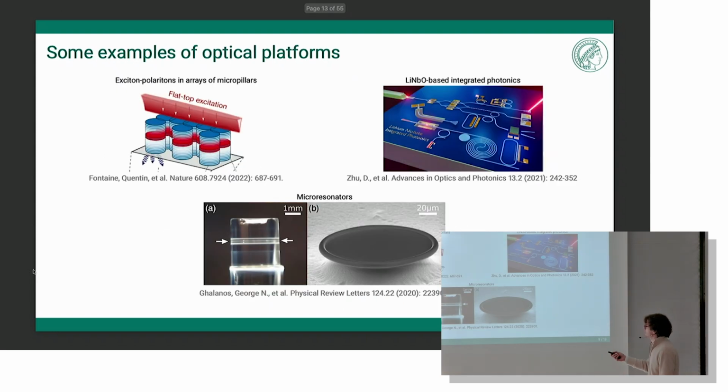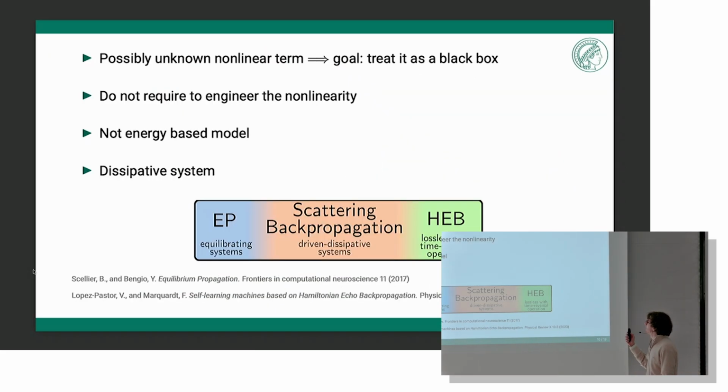Okay, this kind of model is kind of flexible. It's a Hamiltonian system with dissipation and inputs. So it's a port-Hamiltonian system, and it can be used to model microresonators, exciton polaritons, and other things. And furthermore, it was interesting because it's not an energy-based model, and it's dissipative, so we cannot use EP and HEB. And in principle, we really want to assume as little as we can to stay close to experiments, so not to need to engineer or know the nonlinearity, etc.